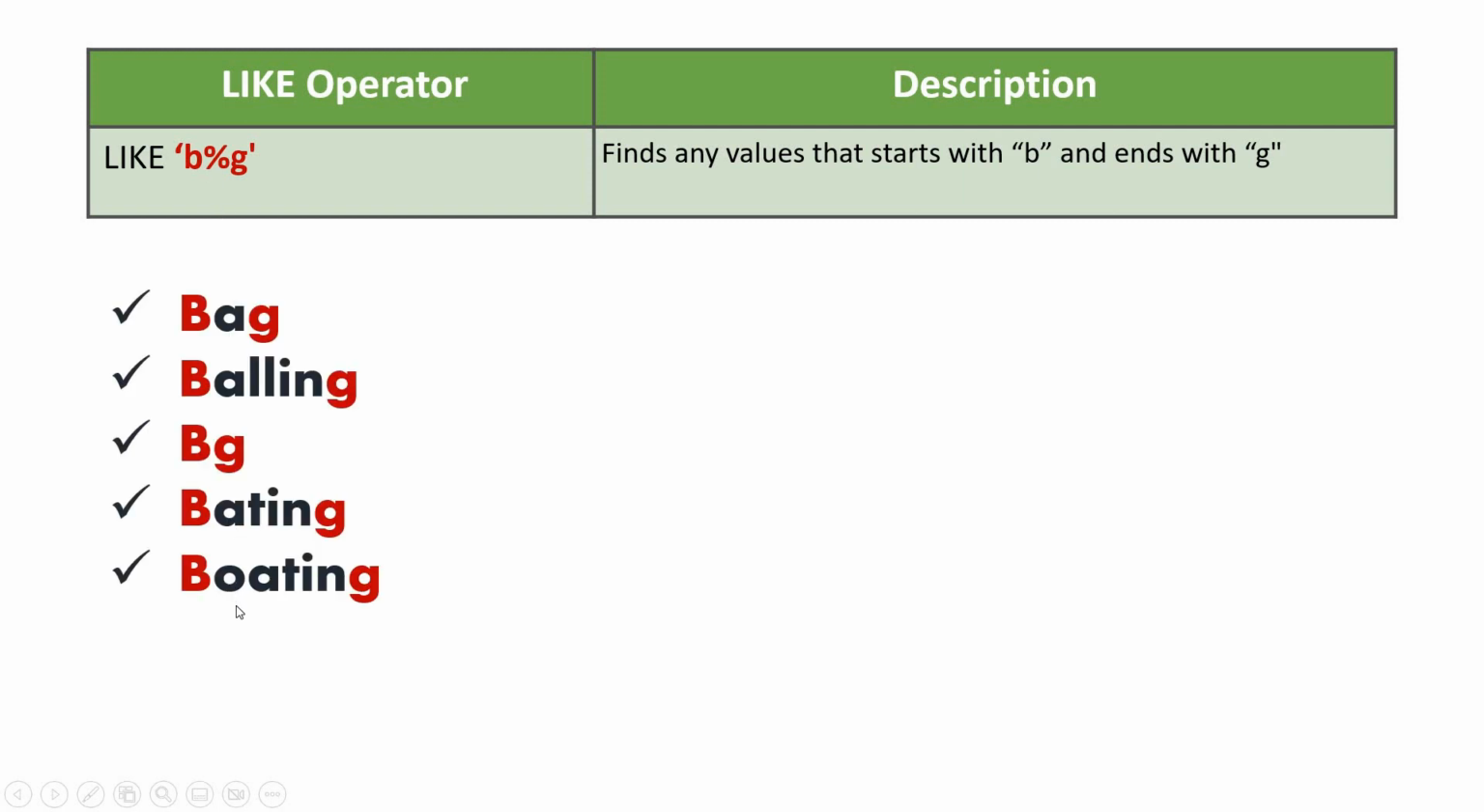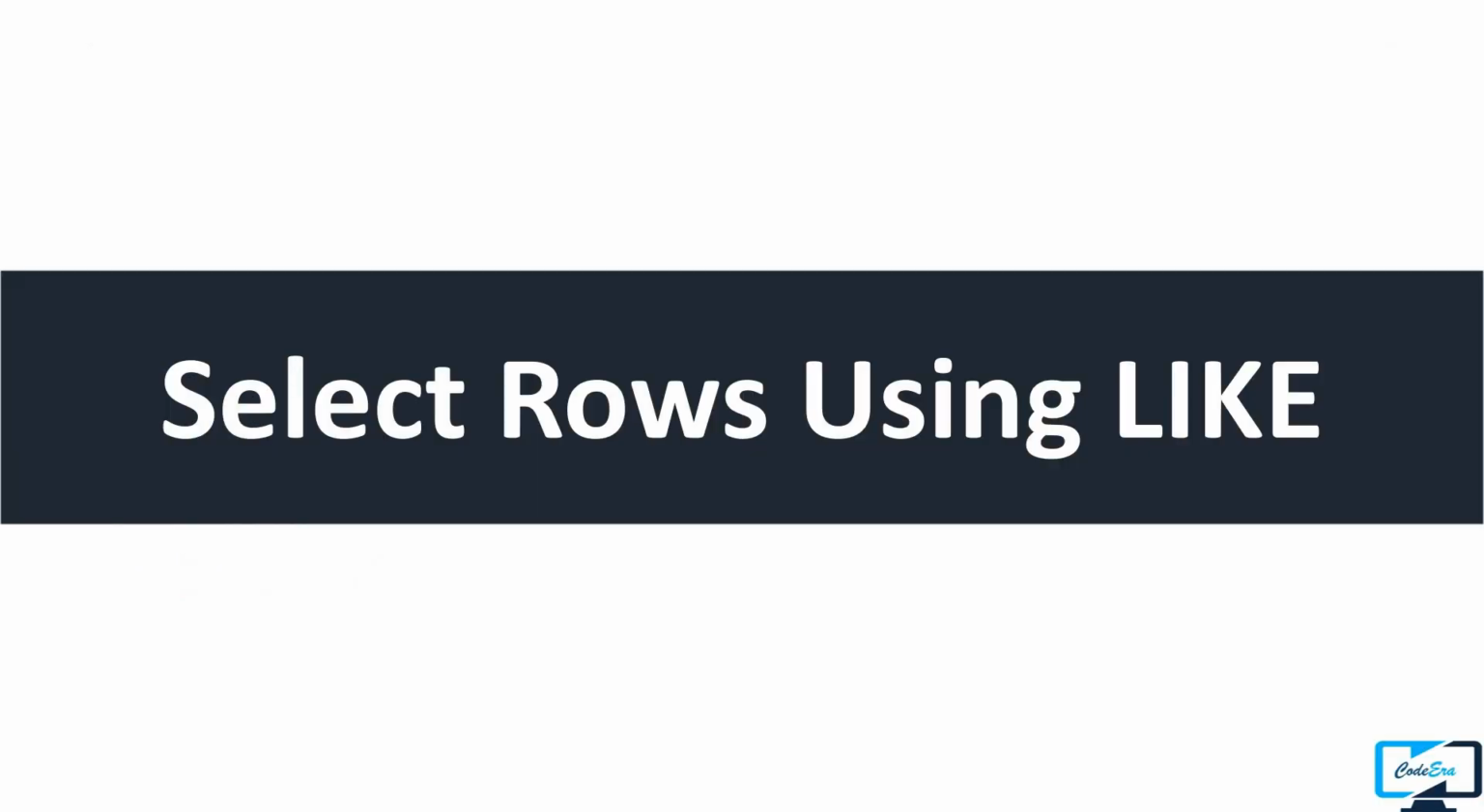So you can notice that in the third string, BG is also a possible outcome, because % represents 0 or more characters. So in this case we have 0 characters between B and G. So guys, I hope you have a clear idea about the working of these two wildcard characters. So now let's select some rows using like operator.